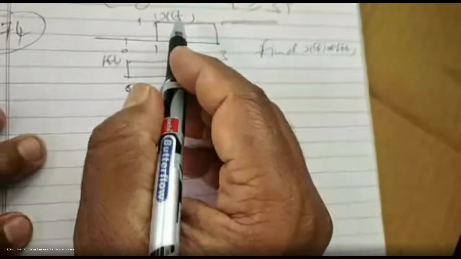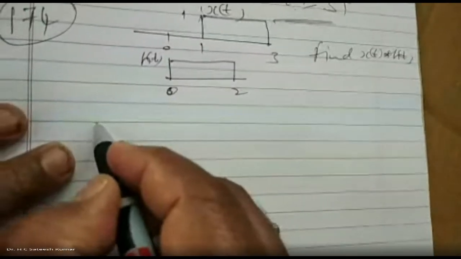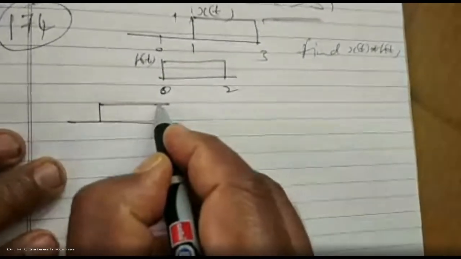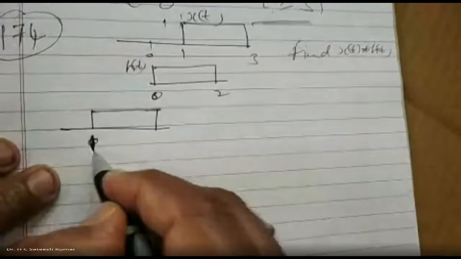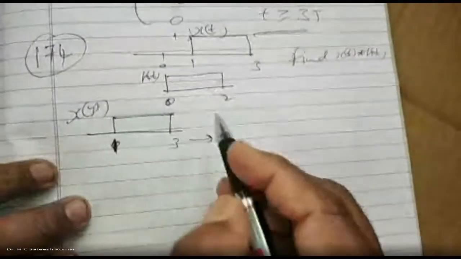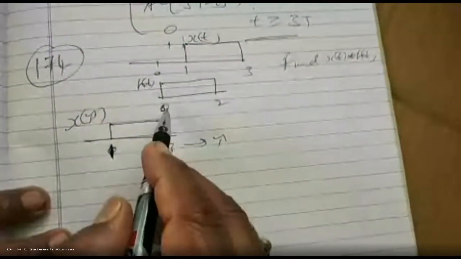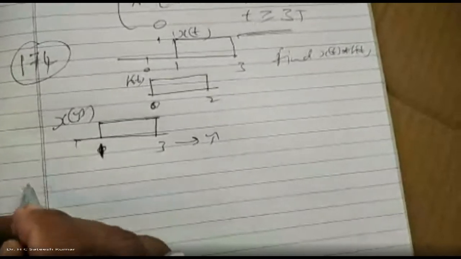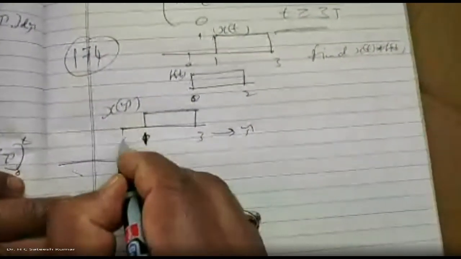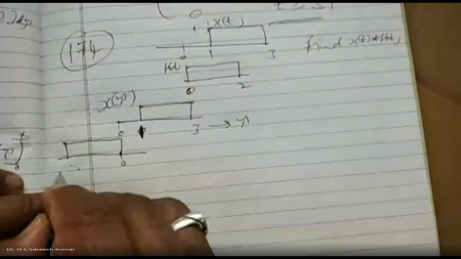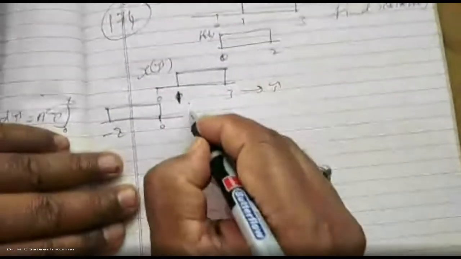Okay, right. Now we can write x of tau, which is the same thing, from 1 to 3 only, 2 units, on the tau axis. And h of minus tau: what does h of minus tau mean? 0 will be at 0 and 2 will go to minus 2. So you should write it to scale, minus 2. This is your h of minus tau.